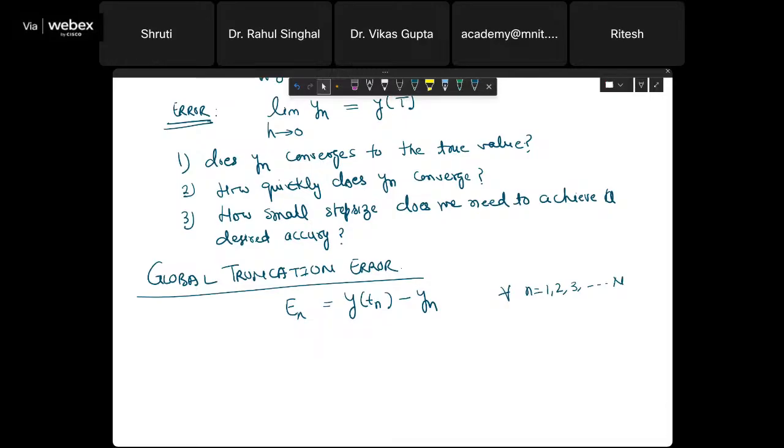But here the thing is, inherently this yn depends on the approximate solutions obtained in the previous steps. What are the approximate solutions? Yn minus 1, yn minus 2, and so on, whatever approximate solutions we have obtained in the previous steps, over which this yn depends.